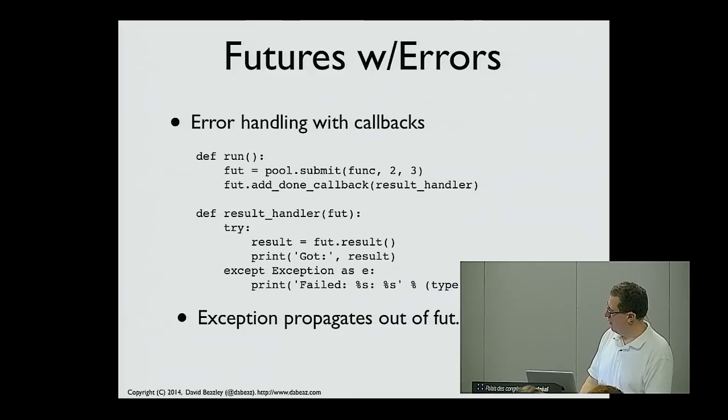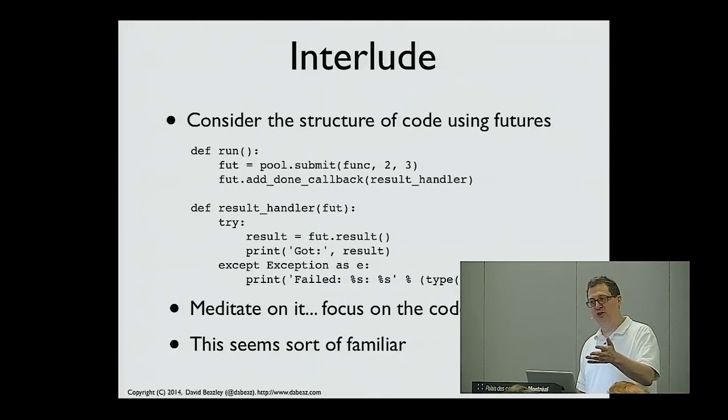So here's maybe a more full example, error handling with a callback function, where you say, okay, I'm going to submit a function to a pool, add a callback, and then the callback will either get a result or print out exception handling. All right, so let me just pause for a second and say, this is probably a style of programming that many of you have seen, callback-based programming. It's like go do something, call me when it comes back. Comes up a lot in different contexts.